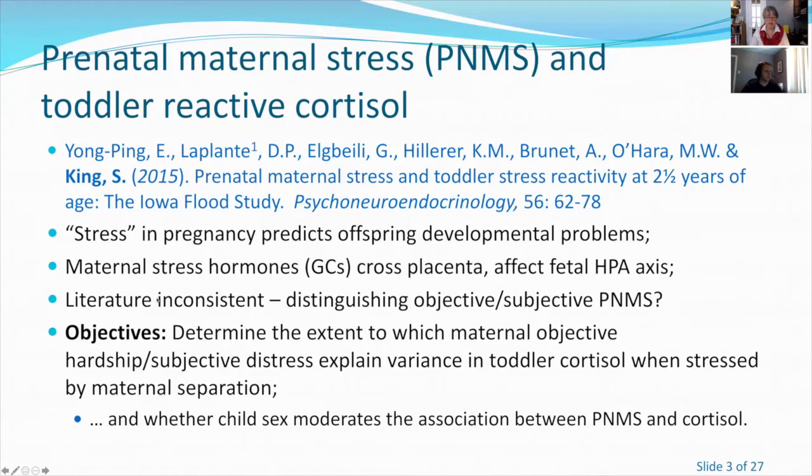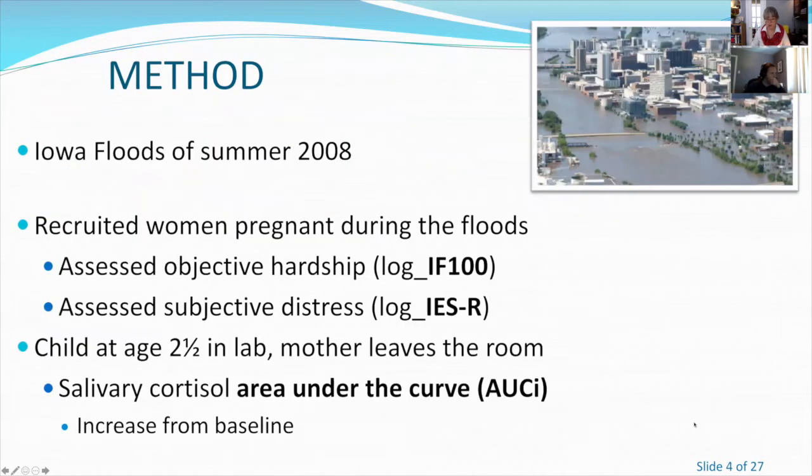And then because in the literature, there's some literature suggesting that boys are most susceptible to maternal stress. Other studies suggest that it's more girls that are susceptible. Other studies suggest that it's boys. So an additional objective is to determine whether sex moderates the association between prenatal maternal stress and cortisol.